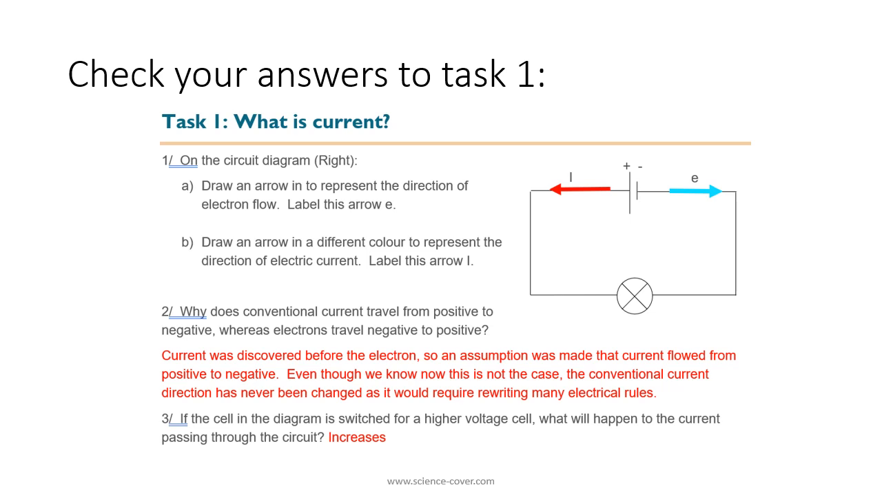Question 2, why does the conventional current travel positive to negative whereas electrons travel negative to positive? We discovered current before the electron, so the assumption was made that current flowed from positive to negative, and the conventional current has never been changed because it would require rewriting many of the electrical rules that we have. Question 3, if the cell in the diagram is switched to a higher voltage cell, what will happen to the current? Well, it should increase.